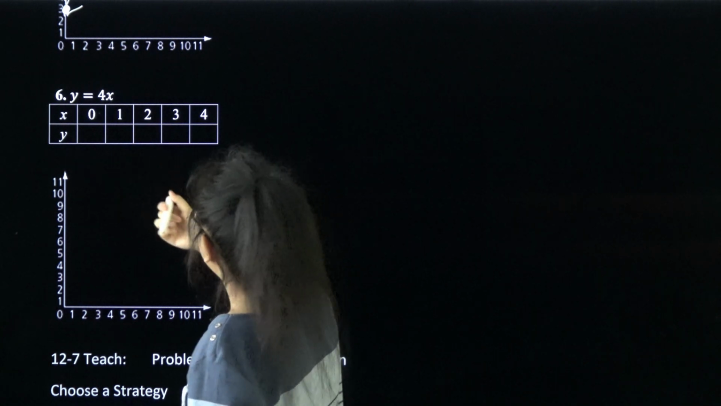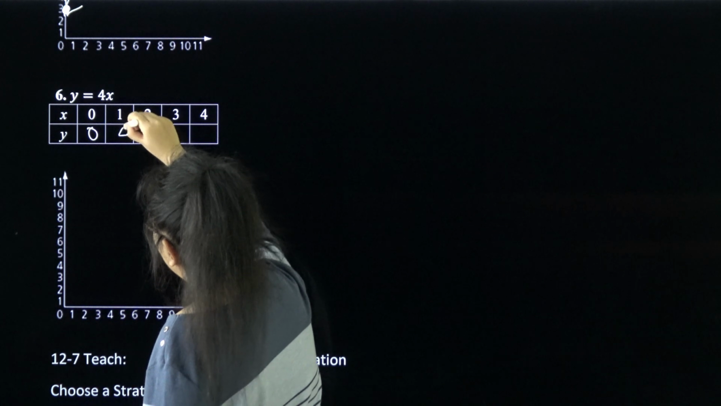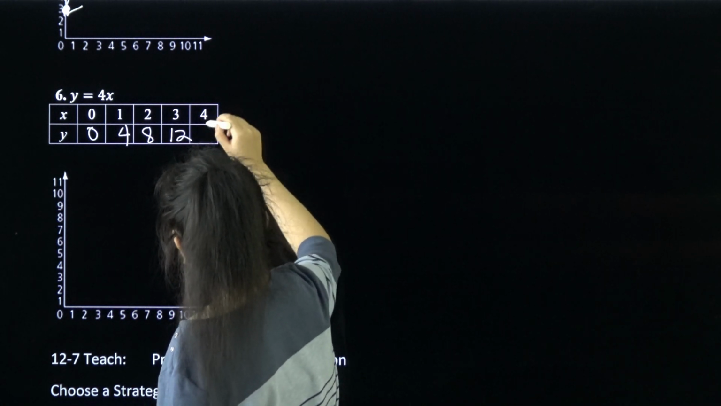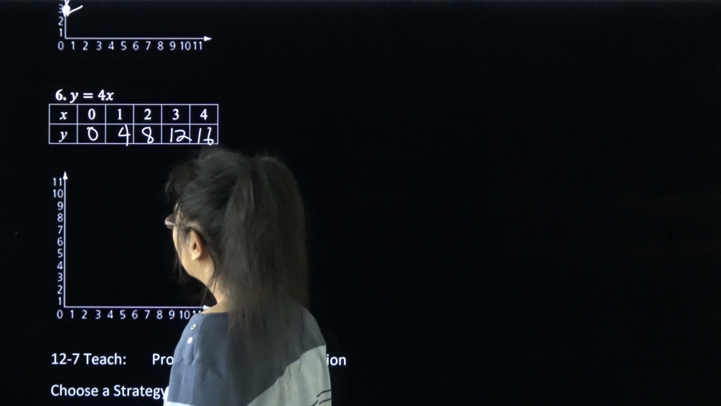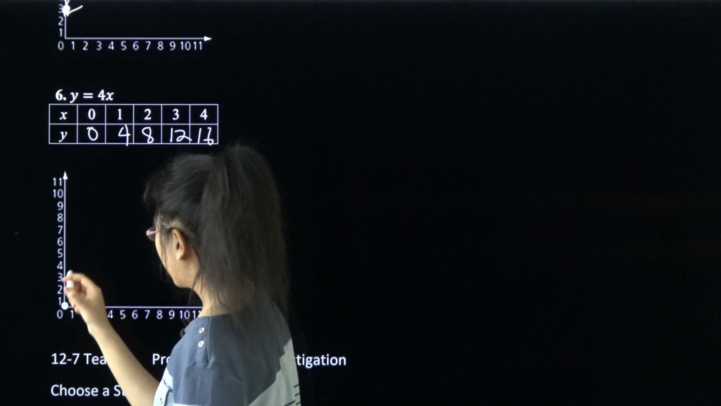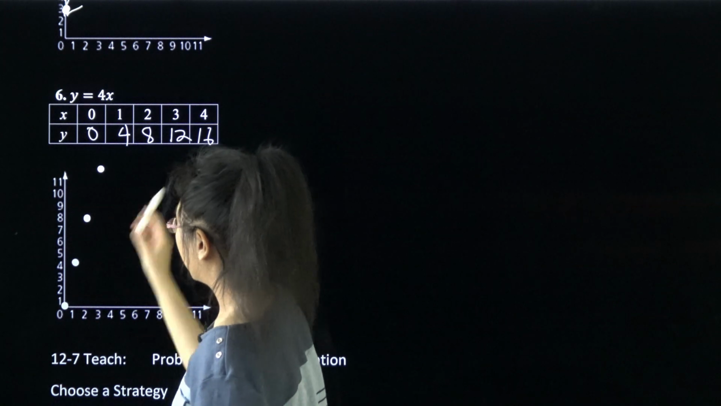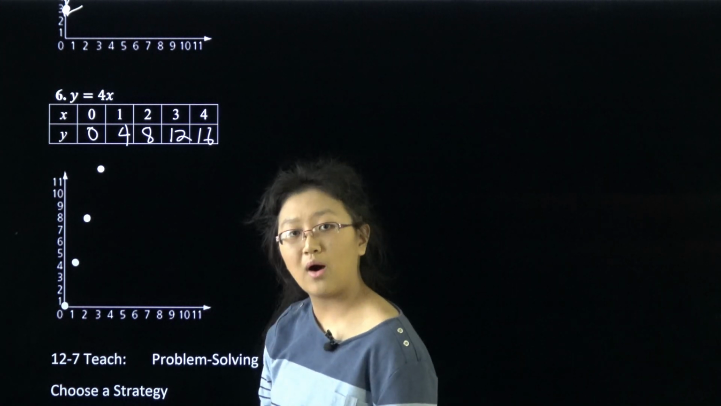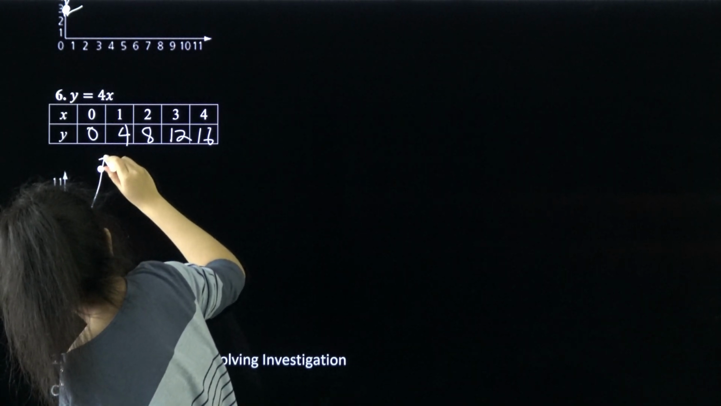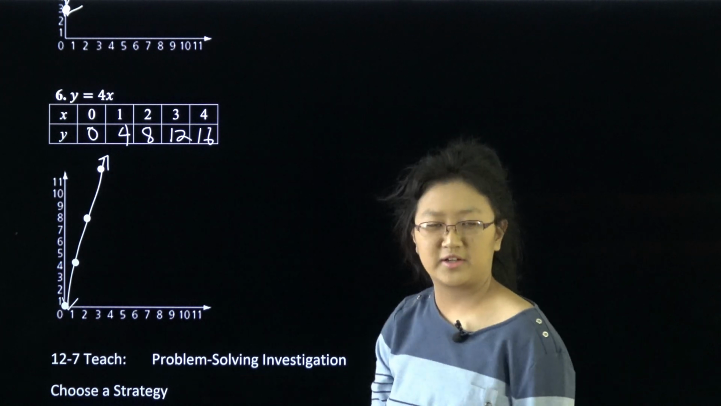Anyhow, 0 times 4, we all know, is 0. 4 times 1, 4. 4 times 2, 8. 4 times 3, 12. 4 times 4, 16. So (0, 0) is here, (1, 4) is here, (2, 8) is here, (3, 12) is here, and I'm not going to write that one because it would be too off the charts. We connect the lines, and that would be around what it looks like.